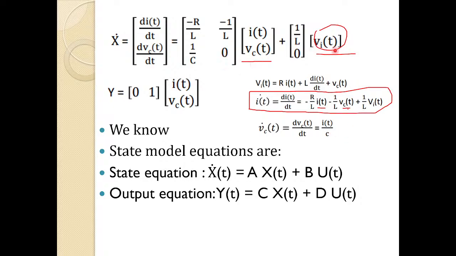Next, what about the input? What is the input coefficient here? 1 by L for Vi of t, 1 by L. Is there any other term? No, so just write down 0. In this equation there is no input term. Only I of t is there, Vi of t is not there. So, since Vi of t is not there, just write 0 here. Okay, so I hope you know how to represent equations in matrix form. That's what I have done here.